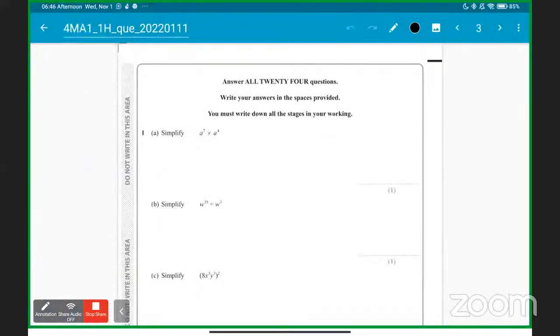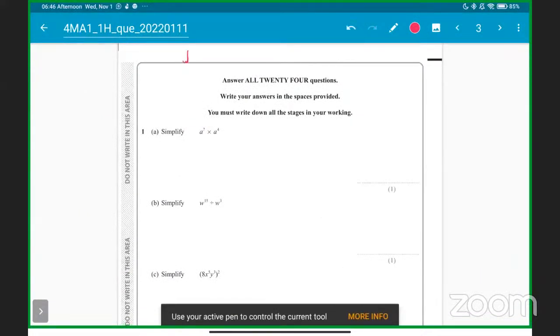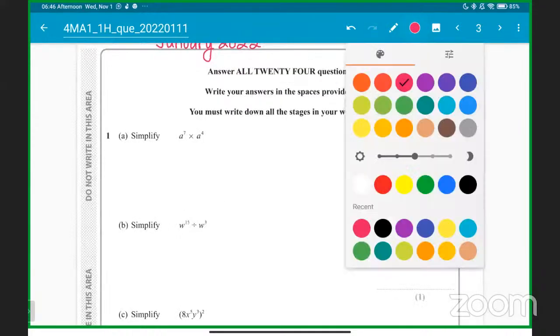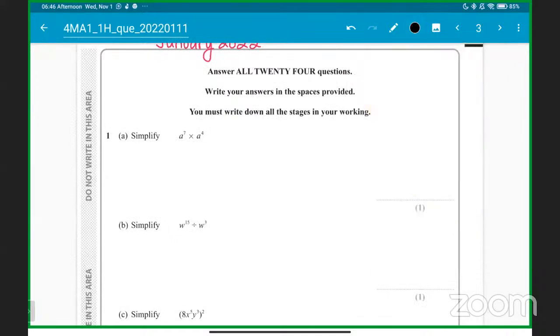Here we go. So we have this paper that is January 2022, okay? And this is higher tier, okay? And we'll try to do as many questions as possible, okay? So here we go. First is basic algebra.